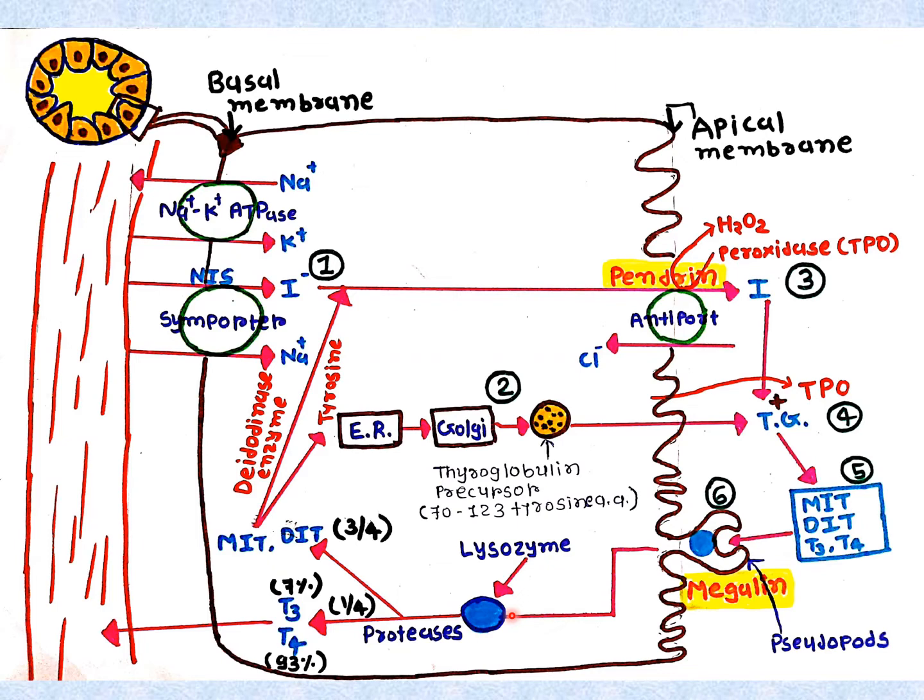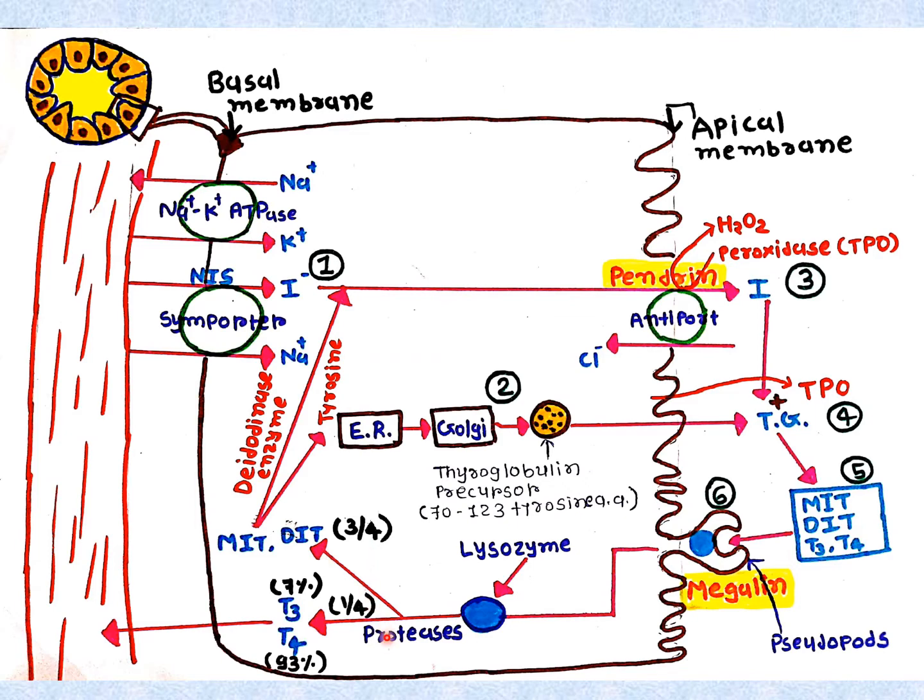So this colloid droplet enters the cell by the pinocytosis process and merges with the lysosome. Now this lysosome has a protease enzyme, a proteolytic enzyme. This enzyme gets mixed with the colloid material and breaks the thyroglobulin into T3 and T4, that is only 1/4. And it also breaks the Tg into MIT and DIT, which are the major part, 3/4.